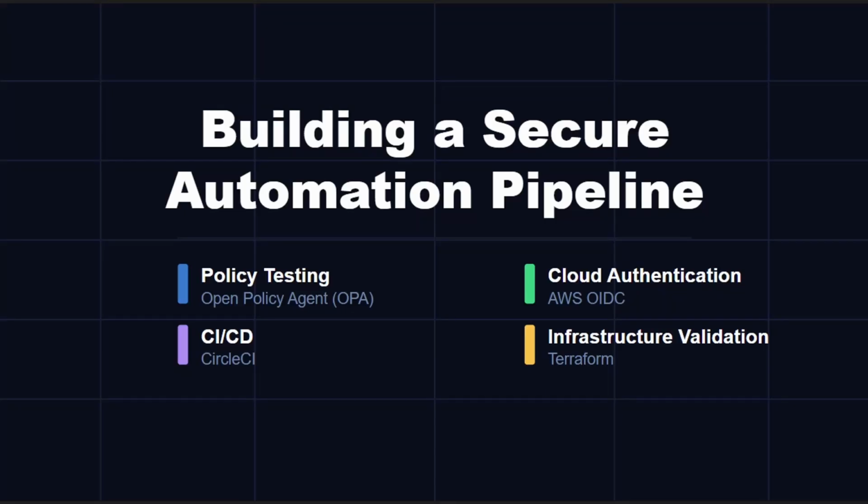Today, we're starting a 4-part series on building a secure automation pipeline. If you work in GRC or cloud security, you know that catching a misconfiguration after deployment is expensive. This series shows you how to shift that left by catching issues in the pipeline before anything reaches the cloud. This series covers policy testing, CI/CD, cloud authentication, and infrastructure validation. By the end of the series, all of this runs together as one automated workflow.